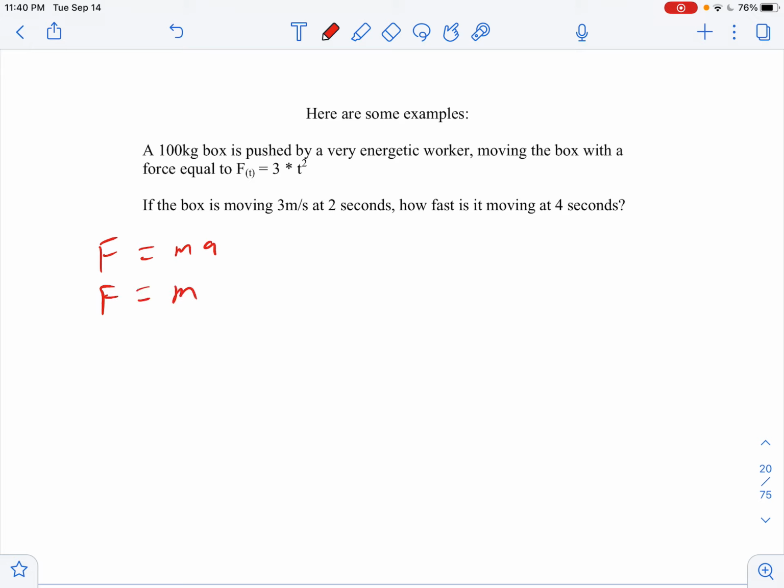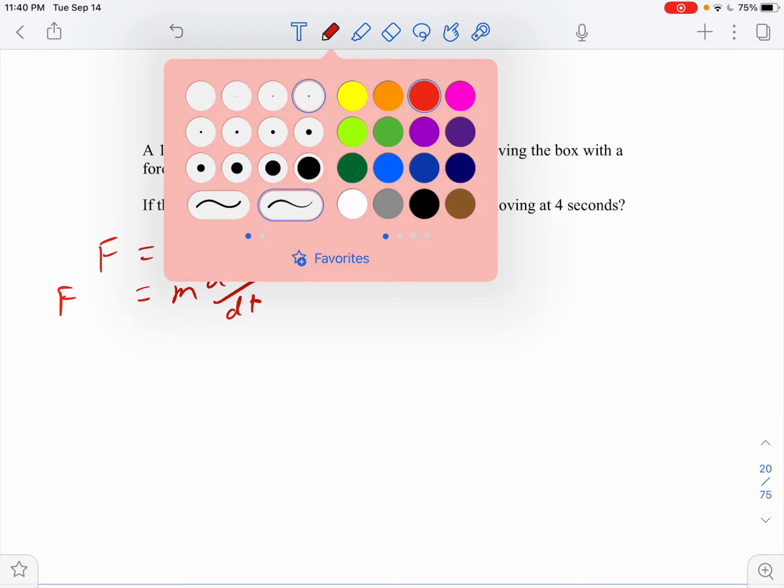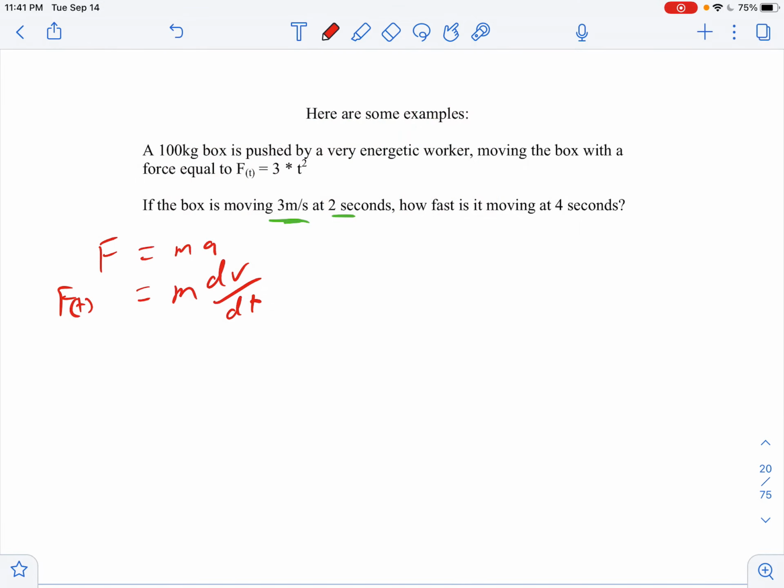F equals ma. Acceleration is the derivative of the velocity with respect to time. So I've got some force function here, and I've got information that says the box is moving at 3 meters per second at 2 seconds. So I'm being told here's a velocity at a certain time. What I really need is a function for the velocity. That's what tells me what I need to do. The force is a function of time.